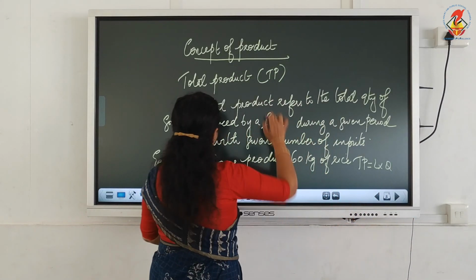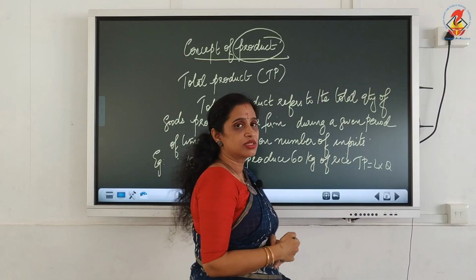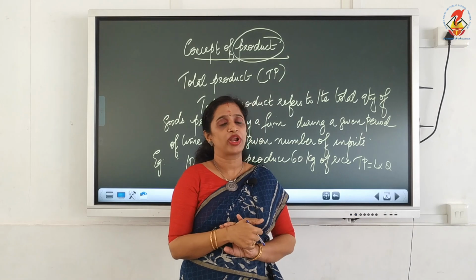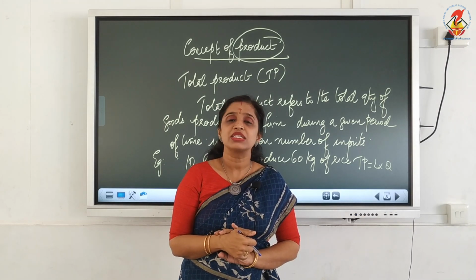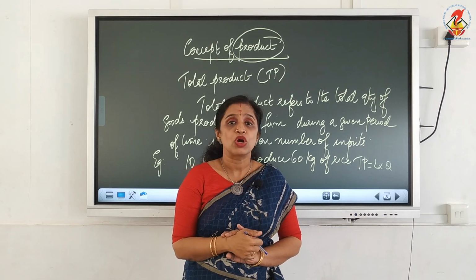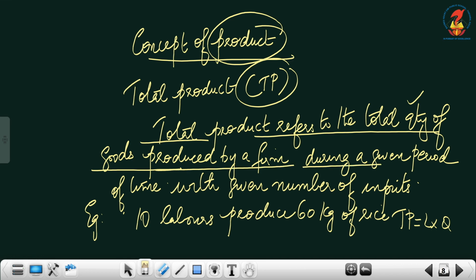Now we will move on to the concept of product. What is meant by product? There are three types of product: total product, average product and marginal product. Now what is this total product? Total product or TP refers to the total quantity (QTY) of goods produced by a firm during a given period of time with a given number of inputs.